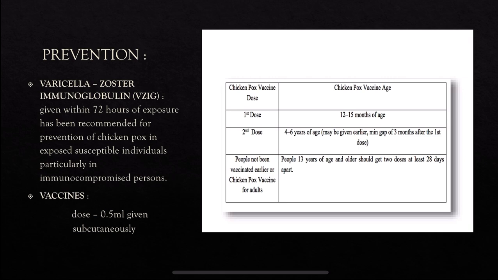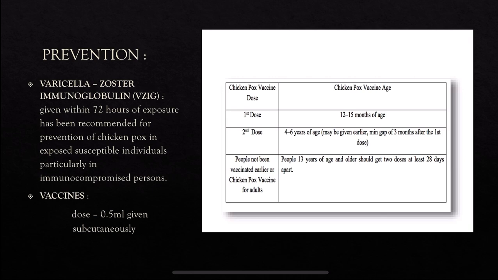Moving further to the prevention of chickenpox. How do we prevent chickenpox? The varicella zoster immunoglobulin can be given. Within 72 hours of exposure, the varicella zoster immunoglobulin is highly recommended to prevent chickenpox in susceptible individuals. Also, if the person is immunocompromised, it is highly recommended that we give the varicella zoster immunoglobulin within 72 hours of exposure. Then the vaccines: we see the chickenpox vaccine, the age and the dose.